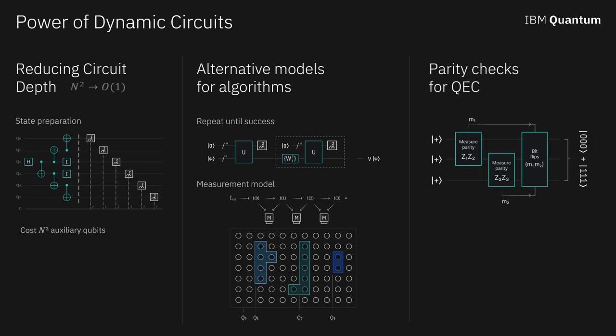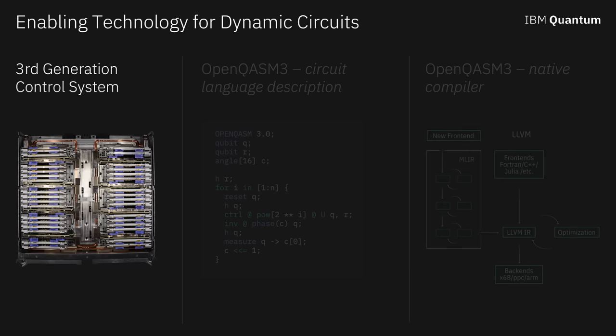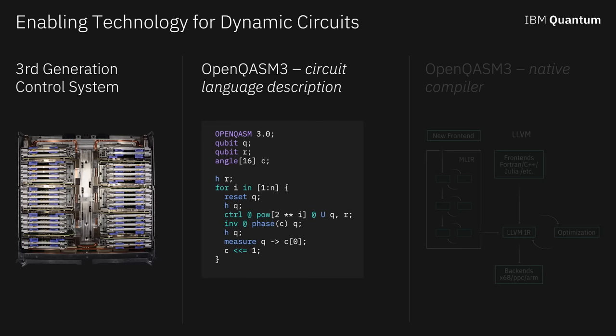Dynamic circuits are a sophisticated capability that requires advances in several fronts of our technology stack. They require new control hardware that can move data with low latency between different components while maintaining tight synchronization. And our next generation control platform enables this at scales covering all processor generations Oliver talked about. Dynamic circuits require a language for describing them, and we have worked with the broader quantum community to develop the OpenQASM 3 circuit description language for this purpose.